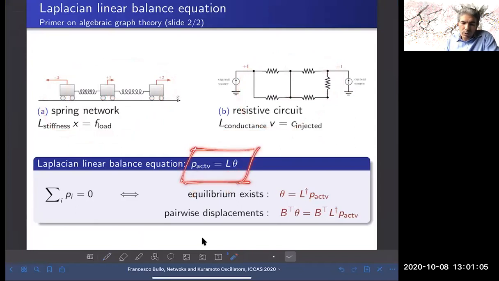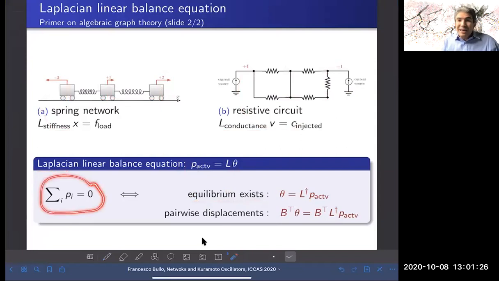So this is the problem. This problem has a name. You could say this is a linear equation, or you could say this is a balance equation where the matrix is a Laplacian. So it's referred to as a Laplacian equation or a Laplacian system. And it turns out, very easily, that a solution exists, not unique, but a solution exists if and only if the supply-demand vector is balanced, meaning as much current is injected as withdrawn, as much power is injected as withdrawn, as much force going to the right as to the left.